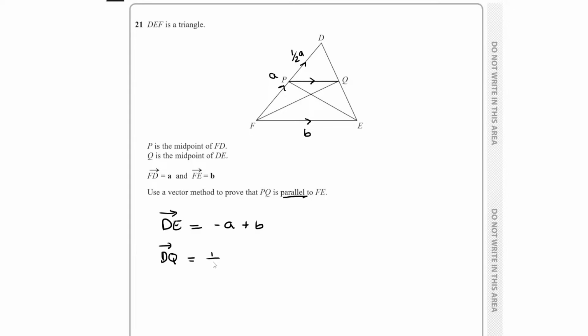Is a half minus a plus b. So p to q is a half a to get up to d, and then from d to q, which is in the correct direction, is half minus a plus b. Now obviously I'm going to expand and simplify this as well. So expand all of that, simplify it, collect the like terms, all of that stuff.